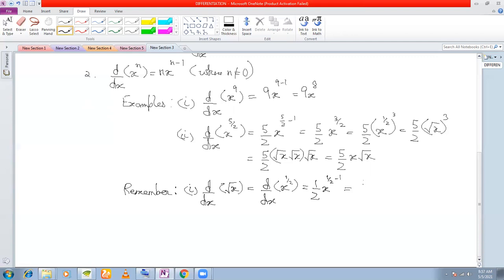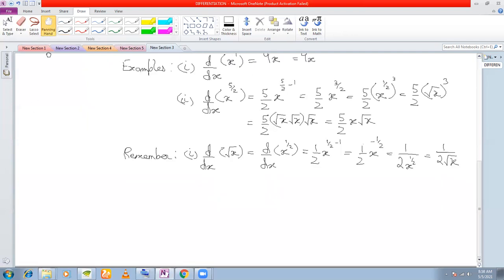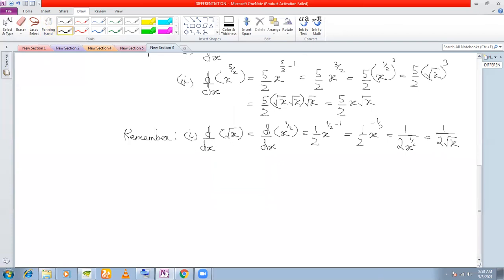Okay, which is half x to the power of half, you'll get minus half, in fact half x to the power of minus half, which you can write as 1 by twice x to the power of half, which gives 1 by 2 root x. So remember, whenever you get d/dx of root x in your problem, directly write 1 by 2 root x. You don't need to do all these steps. I have done this just to show you. So d/dx of root x is equal to 1 by 2 root x, by heart.